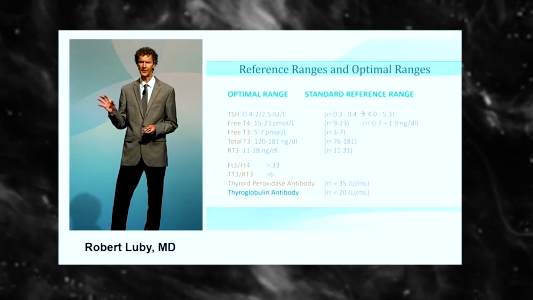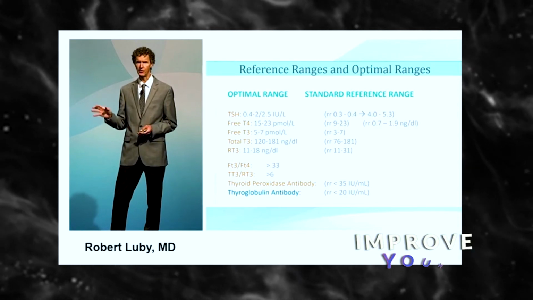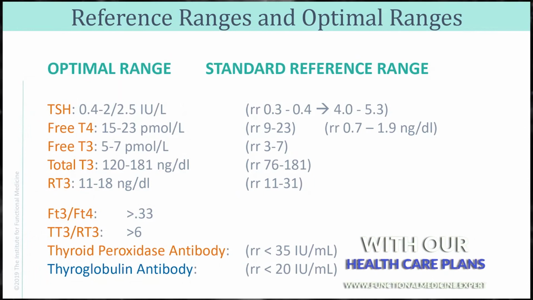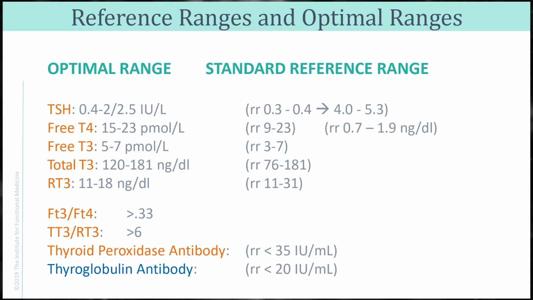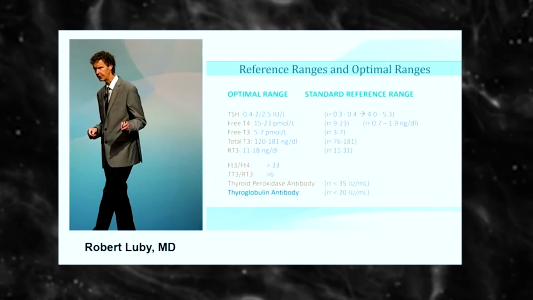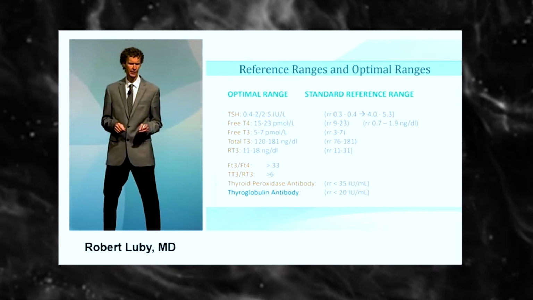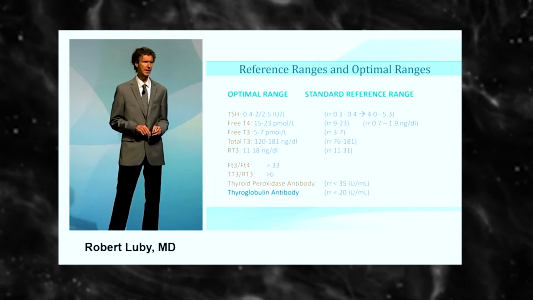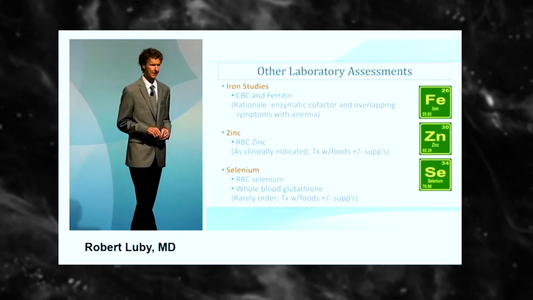On the right side, the standard reference ranges for most labs. Check your own lab because these can vary by geography and company. On the, did I say left? On the right side. On the left side are the optimal ranges that we suggest from our clinical experience. Also, the reverse T3 ratio and the T3 to T4 ratios are there. Antibody levels are there as well.